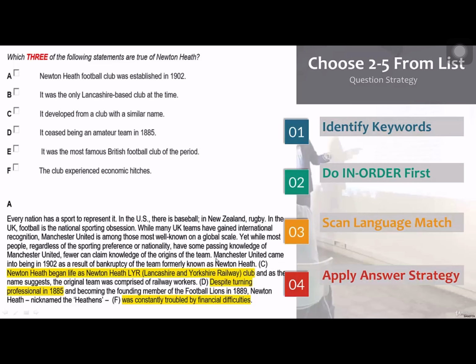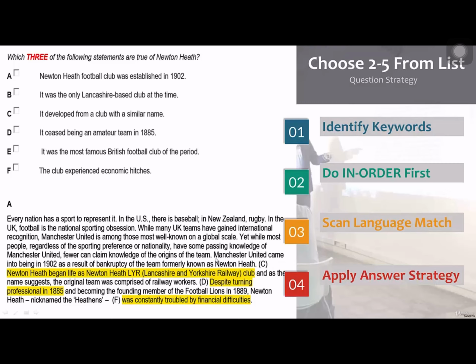So you see how they're doing that? You see how they're using the language, right? Instead of saying they became professional in 1885, the answer choice says they ceased being amateur. They're testing if you can see the English connection, okay? And then in choice F, where it says the club experienced economic hitches, you have to be able to see that that is a match for was constantly troubled by financial difficulties.